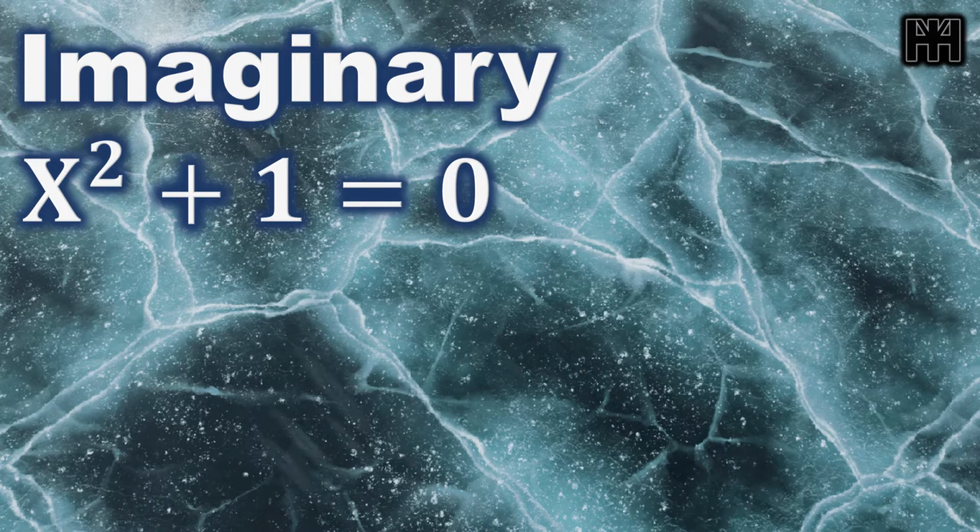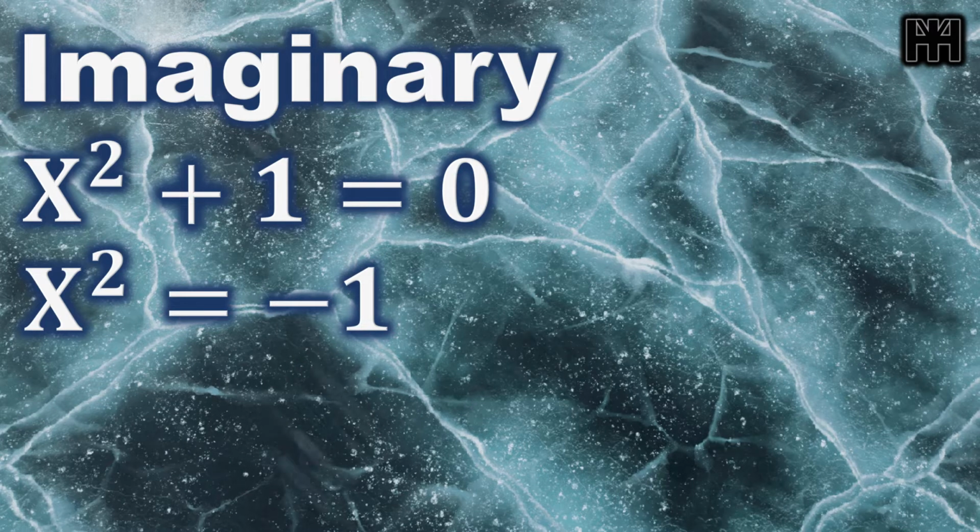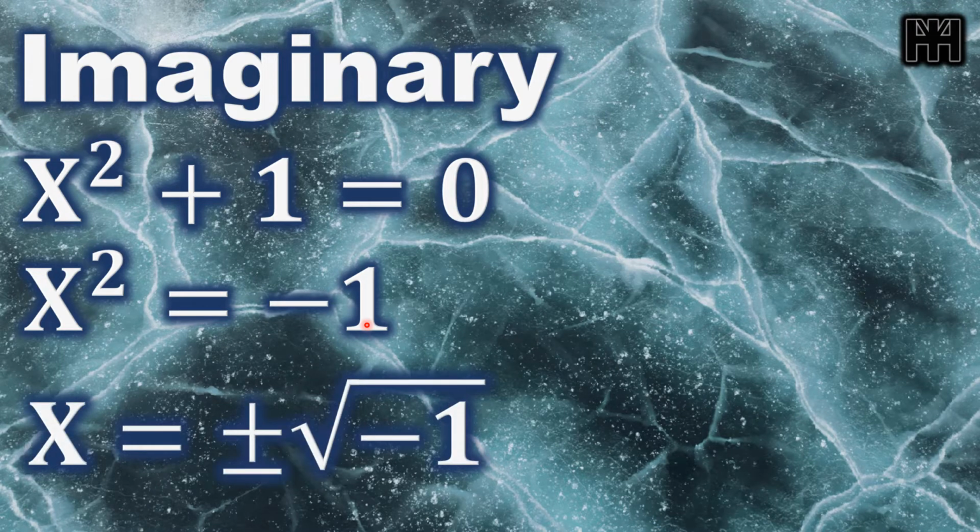Let's send the 1 to the other side. It will be x squared equals negative 1. But as you see here, x squared can't give us a negative value because the square will remove the negative. So this can't be real. But let's continue. Let's take the square root of both sides to remove the square from the x. So we have x equals positive or negative square root of negative 1. Positive or negative is inserted before the square root to indicate that it may have a positive or a negative value.